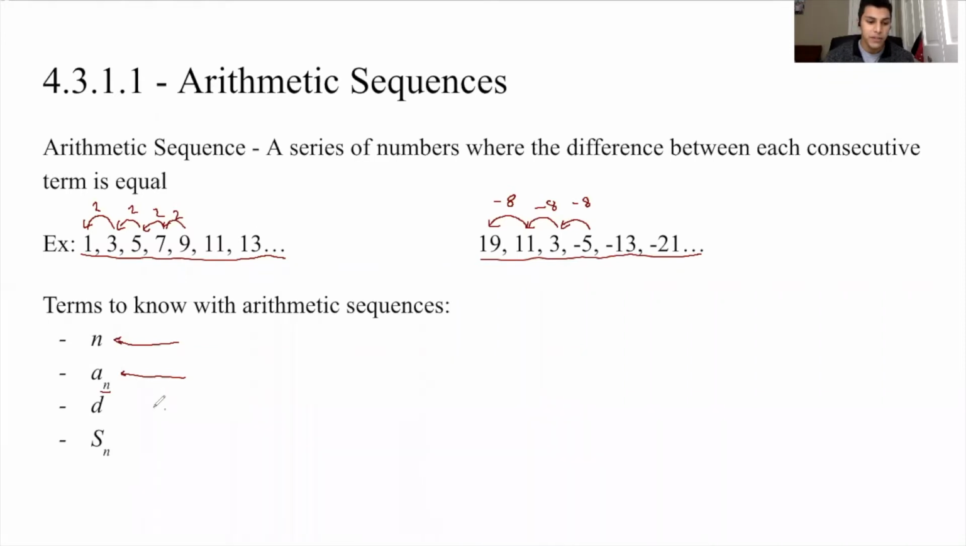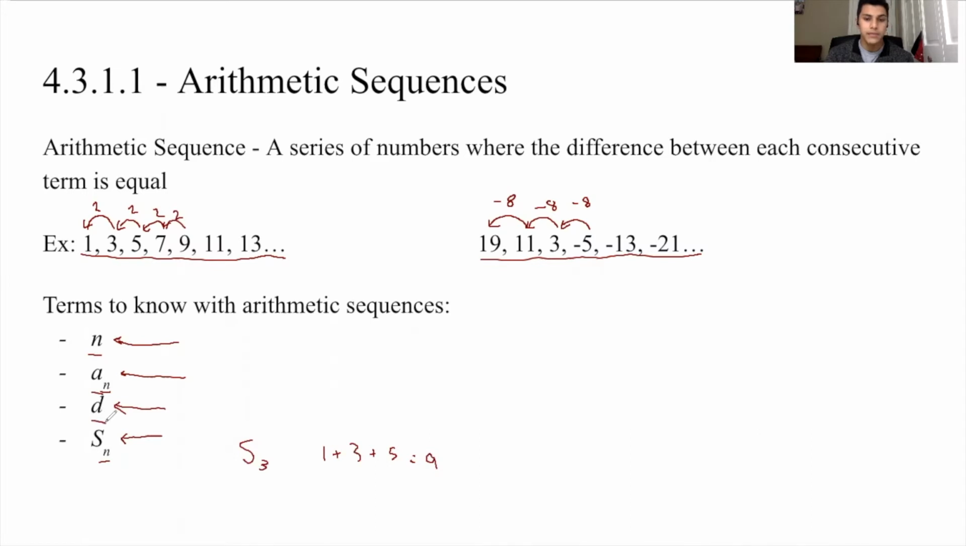d then is the difference between each term. So for this first sequence, it was 2, and the second one, it was -8. It's really important that you always subtract the more left term from the more right term. And then Sn is the sum of all the numbers up to the nth term, which means if I was looking for S3 of this sequence, then it'd be the sum of the first 3 terms, or 1 plus 3 plus 5, which gives me 9. We'll deal a little bit more with Sn later, but these are the ones you immediately need to know for the next slide.